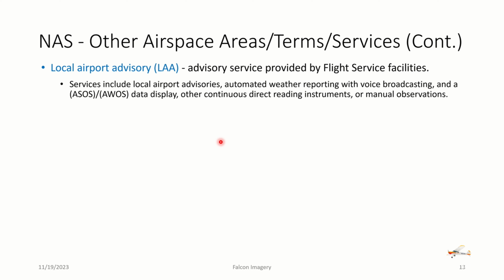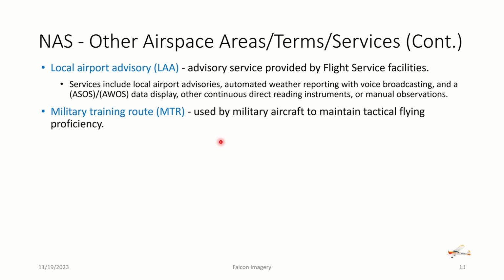Here are a few important terms to be aware of when it comes to the National Airspace System. Number one is the local airport advisory. It's an advisory service provided by flight service facilities. It's a service that includes local airport information or advisories, automated weather reporting with voice broadcasting, and ASOS and AWOS weather information, and other continuous direct reading instruments or manual observations that can be communicated over radio frequency to aircraft flying in the local area.